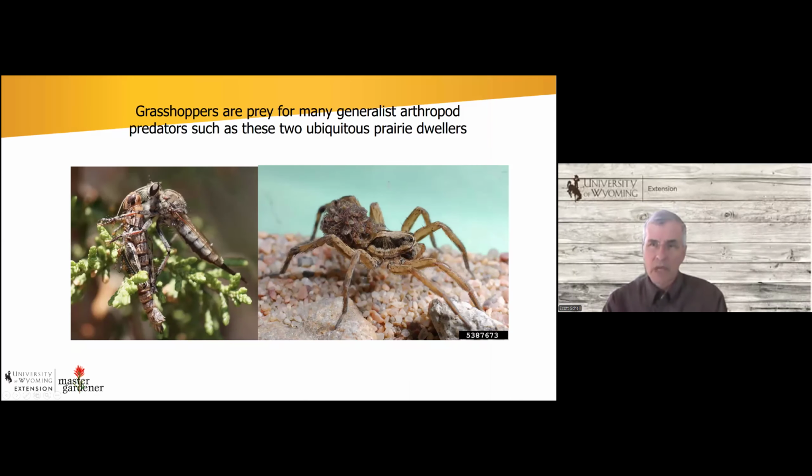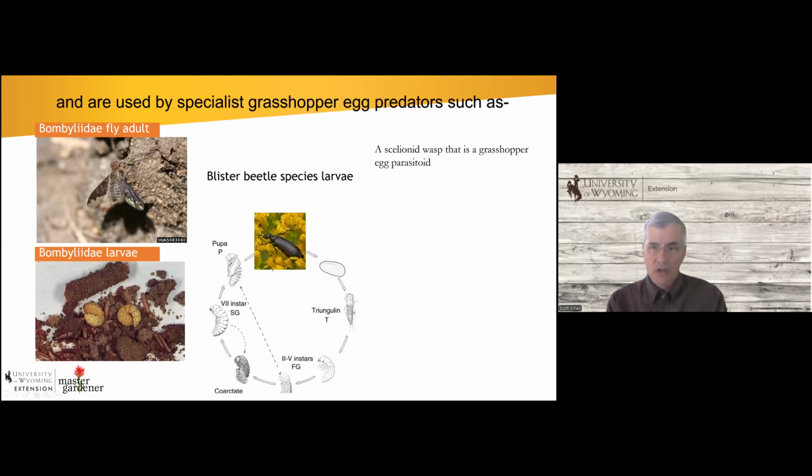Grasshoppers are prey for many generalist arthropod predators, such as robber flies, here with a grasshopper nymph, or wolf spiders. They're also attacked by specialists that go after certain stages, like their eggs. So bombyliid or bee flies will lay eggs in areas where grasshopper egg pods are being deposited, and then the maggots will crawl down and dig into the egg pods and develop over the course of the season, and then emerge the next year as the adult stage.